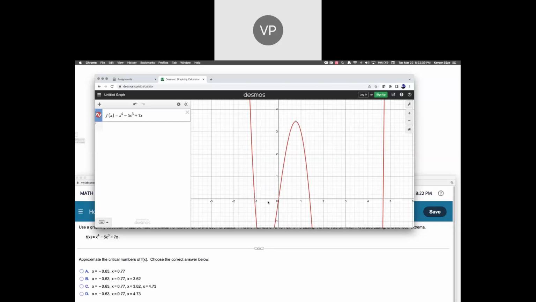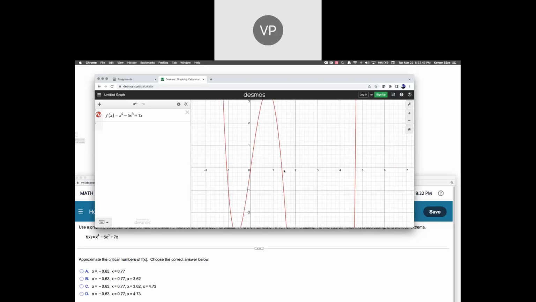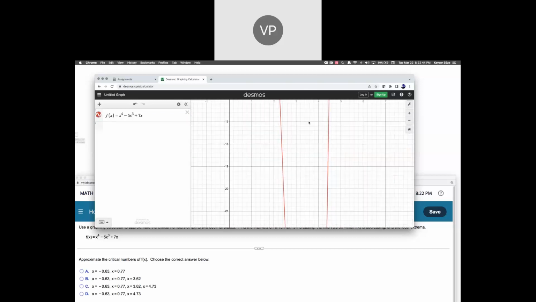All of them have that as well. And now our last one is not the intercepts, but way down here. I should have zoomed out before I went down.